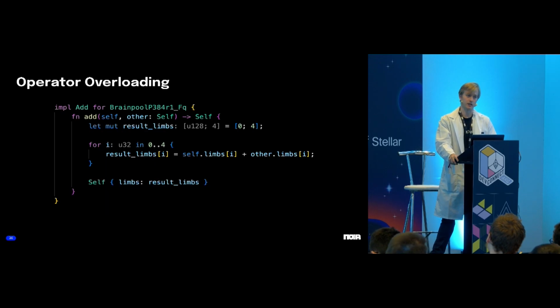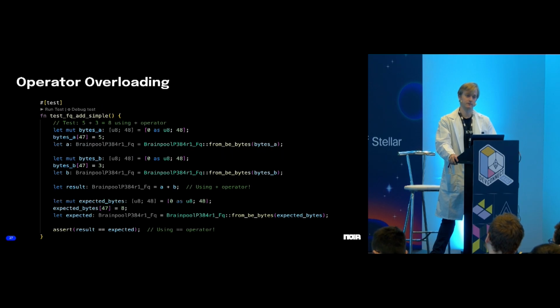So now I can make a trait implementation for my FQ big number. And this looks the same as what we previously had. But now in my test, I can just do a plus b, which can improve our user experience a lot more. And also at the end, you'll see I'm using the EQ operator as well.